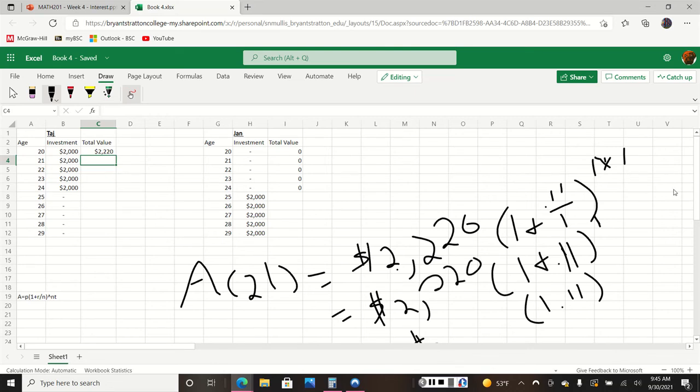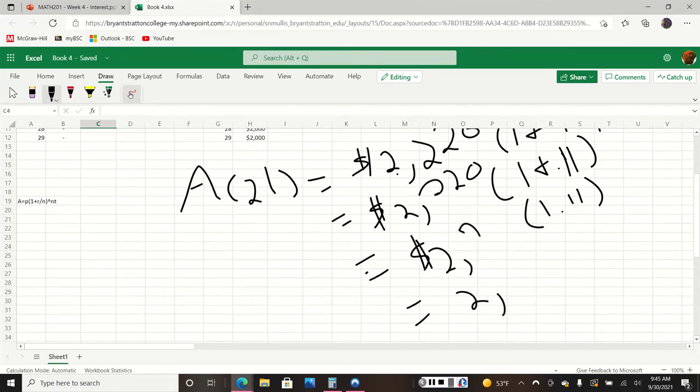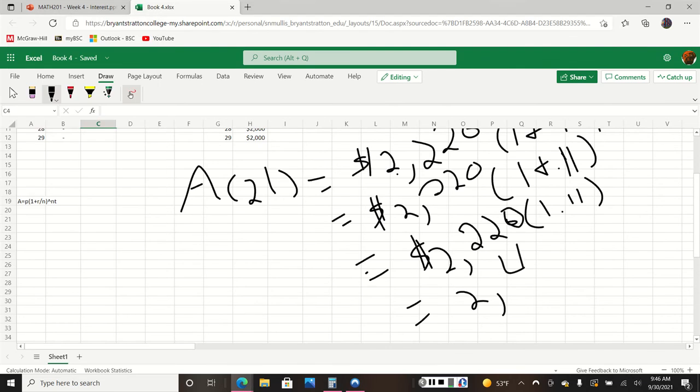So we're going to put our 2,220 in there. That's 2,220 times 1.11. And if we do that, that gives us $2,464.20.